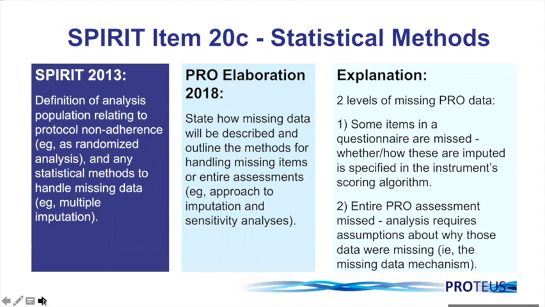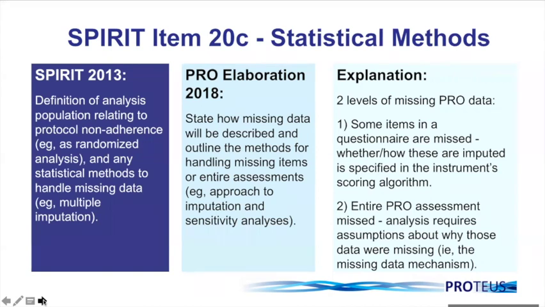Now, those two parts refer to the two levels of missing data. First of all, you can have some items or questions in a questionnaire that are missed. How those are dealt with is usually specified in the instrument scoring algorithm. Commonly, they're imputed based on the number of items completed, as long as at least half of the items in the scale have been completed. However, you really need to go to the instrument scoring algorithm for this.